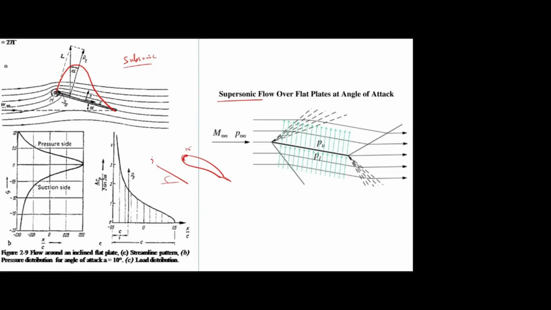Other than that, for smaller angle, both may produce this type of pressure distribution. Okay, because here there will be more acceleration, so you will get more pressure difference, then it will be decreasing. Okay, this is how it will happen in the subsonic.